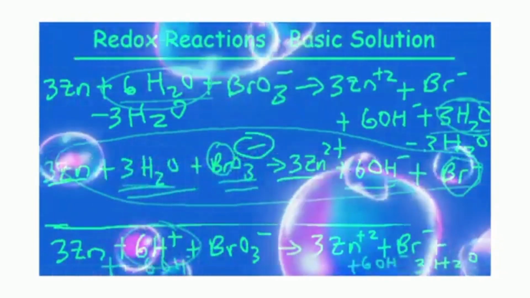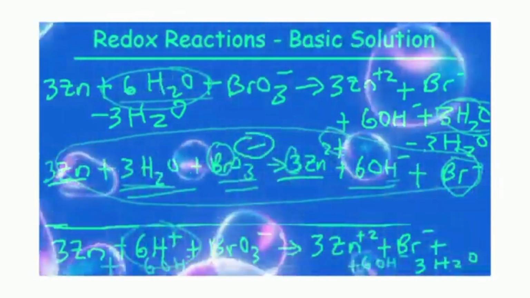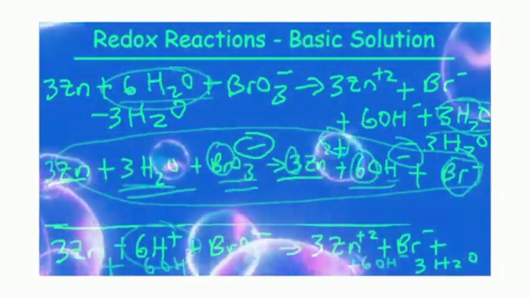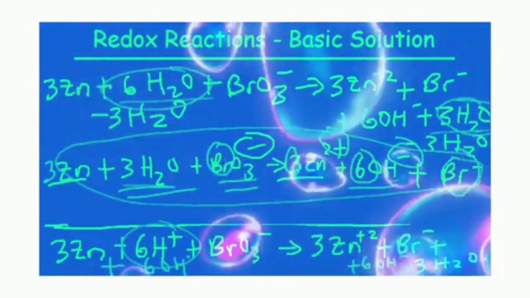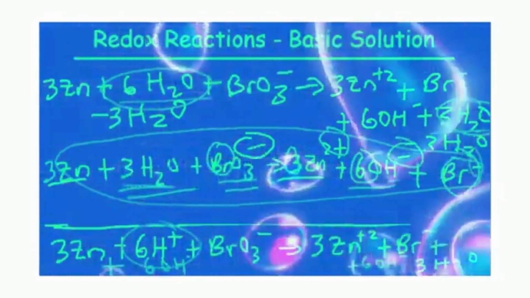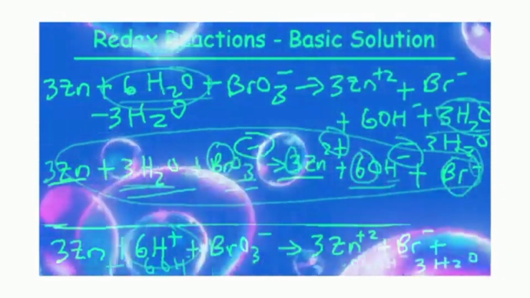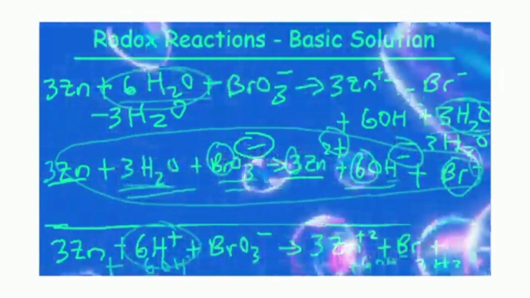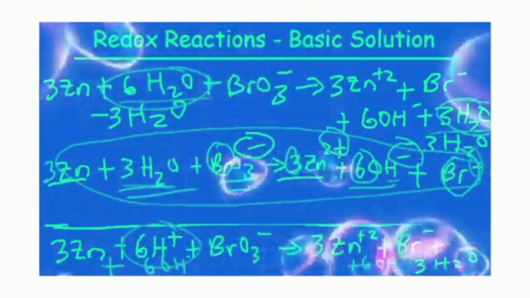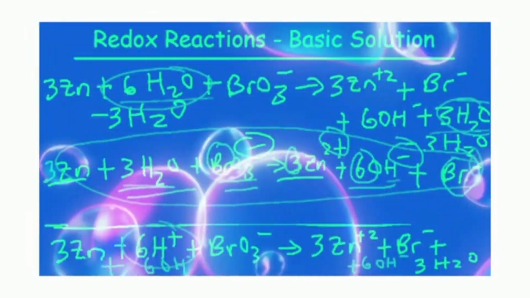On the right side, we have 3 times +2, which is +6, 6 times -1, which is -6, +6 and -6 is 0, and then we have a -1 charge from the bromide ion. So on both sides, the net charge is -1. So we know this reaction is balanced. The number of atoms are the same on both sides, and the total charge is the same on the left side and on the right side.